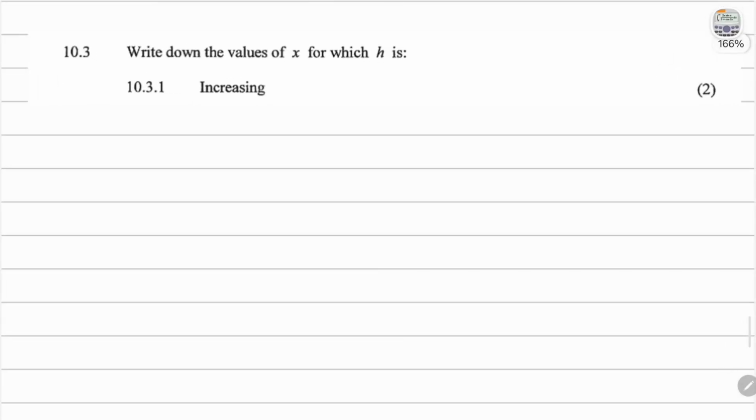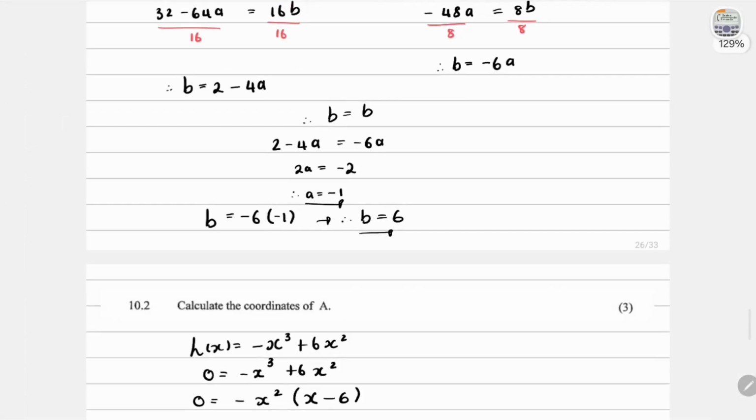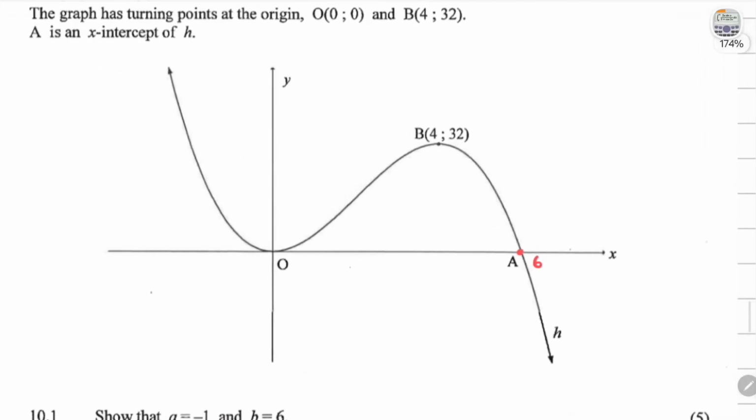Question 10.3 says, write down the values of x for which h is increasing. So let's look at the graph of h. Where is it increasing? Well, to see what the graph is doing throughout, you always read graphs from the left-hand side moving to the right-hand side, like we read numbers and words. So looking at it like this, on this hand side, what is this graph doing, moving from left to right? It is decreasing. And then we see that it starts to increase here. And then, of course, after it decreases again. So where it's increasing is within this region over here.